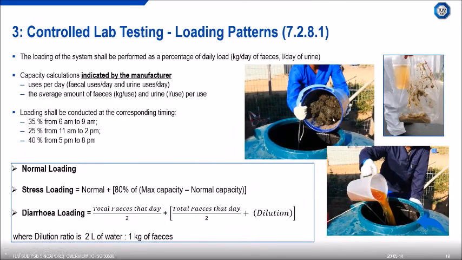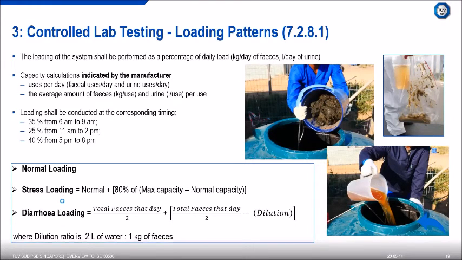So the normal loading pattern is derived from the capacity calculations indicated by the manufacturer. The loading time is spread across 6 a.m. to 8 p.m. This is to simulate closely to real case scenarios or usage of a regular working adult. The loading here is either collected and loaded manually, or deposited by users using the toilet directly. So as you can see here, there are different loading patterns.